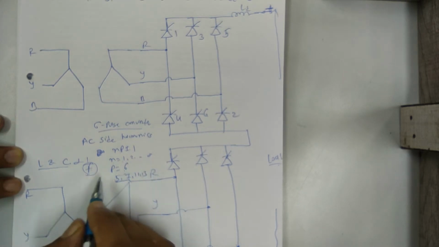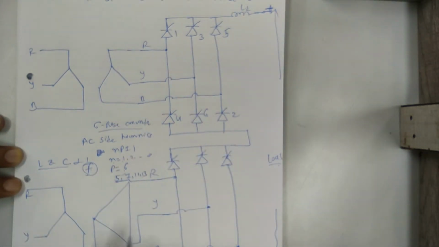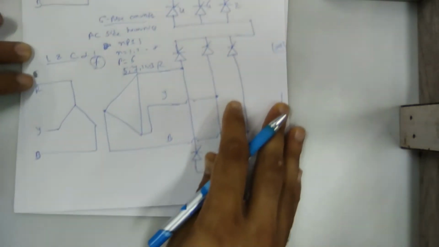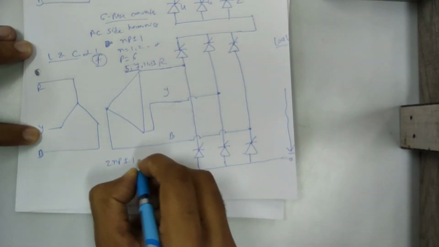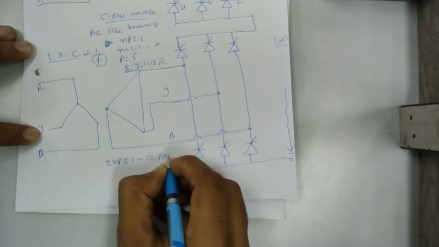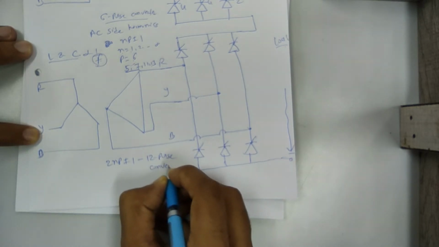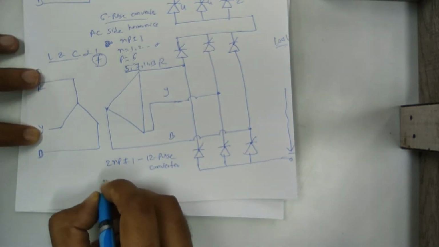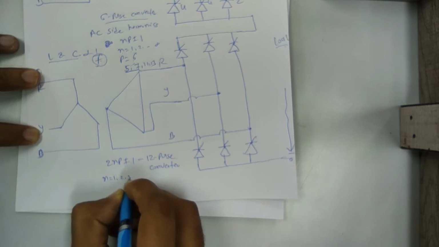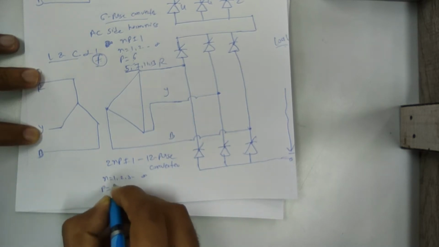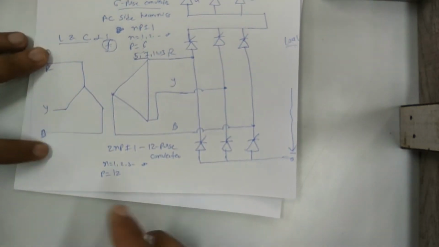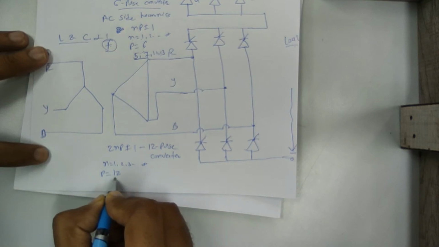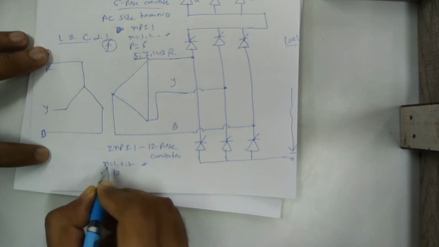Clear? But if you use the 12 pulse converter, at that time the order of harmonic is NP plus minus 1 in a 12 pulse converter. So here again N is equal to 1, 2, 3 up to infinity. P is equal to 12 here, because we take the 12 pulse converter. We combine this 6 pulse and 6 pulse, so that becomes 12 pulse. So here in the 12 pulse, P is equal to 12, for N is equal to 1.